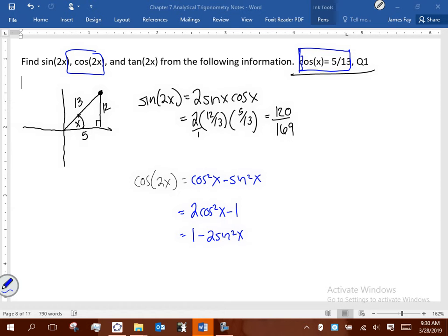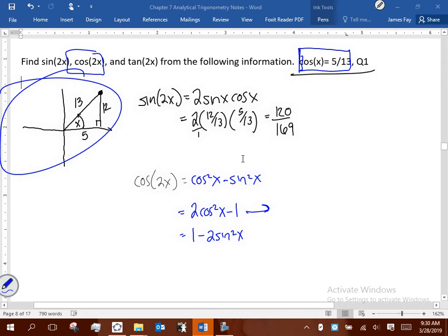The middle one, right? The 2 cosine squared x minus 1. Because all you need to evaluate that is the cosine of x, which you have to be 5/13, right? So let's go ahead and use this one. You're not wrong in using any of the other ones, but if I'm going to use the other ones, I have to have that picture, right? I have to have that 12 if I want to use this one or that one, okay?